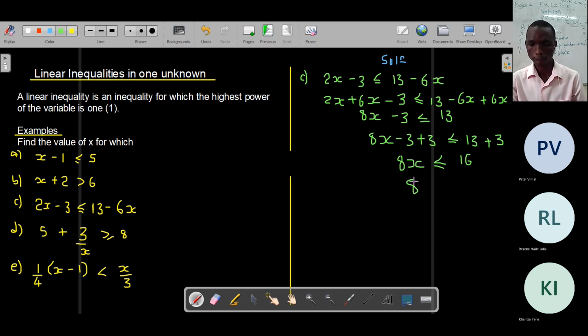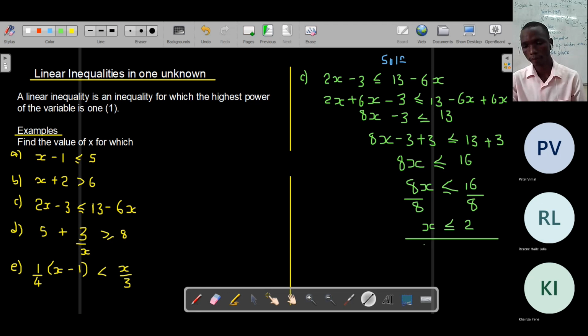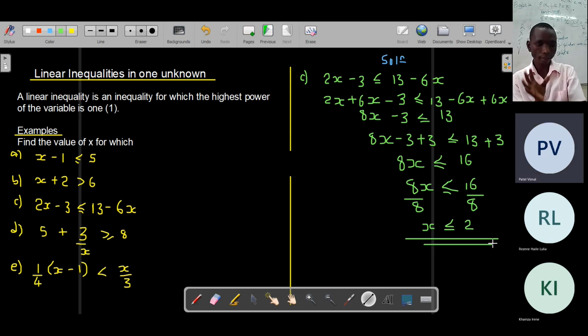Then after that, we are going to divide both sides by what? By 8. Okay, dividing both sides by 8. Remember, this is positive. So we are dividing both sides by a positive number. So therefore, this one here won't change the sign. The order won't change. So x will be less than or equal to what? 2. Okay? Are you seeing how my steps are? Don't make mistakes, because these are inequalities.